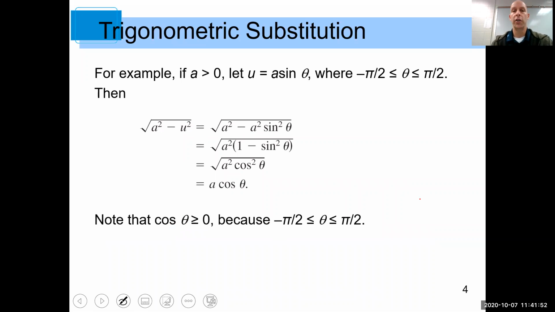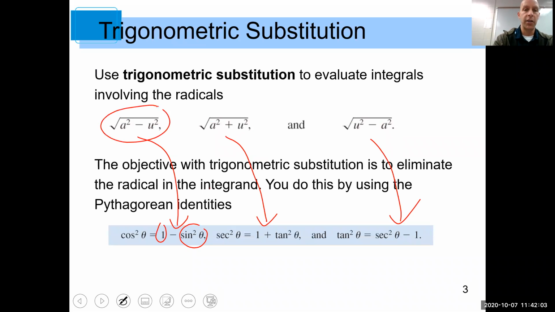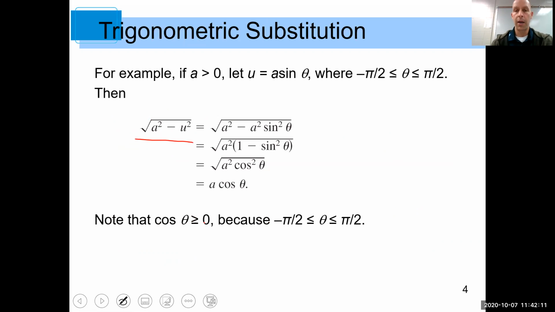Let me show you just a real quick example of that. Let's say I had something like the square root of a squared minus u squared. If we go back to the previous slide, that's this situation here, which means we're going to use this right here. In other words, we want to let the variable term equal sine theta. I didn't tell you what a was. A could be 9 or 5 or whatever, but we're going to let u equal a sine theta.